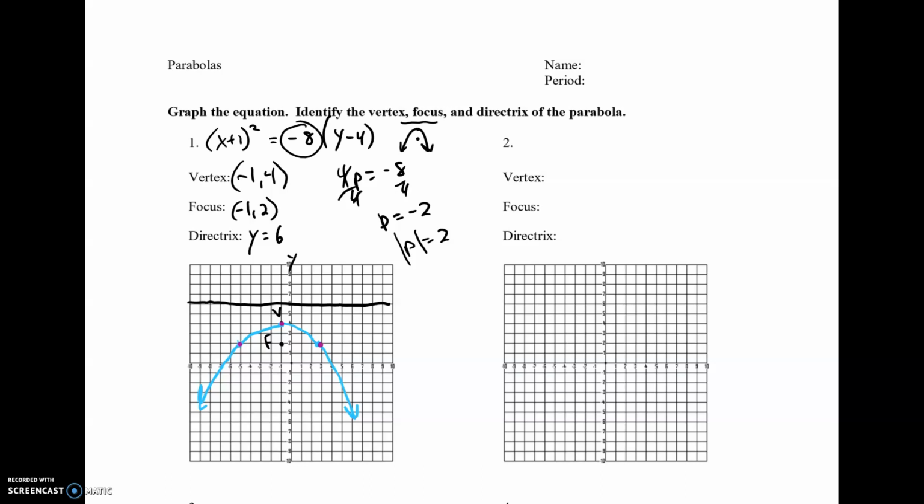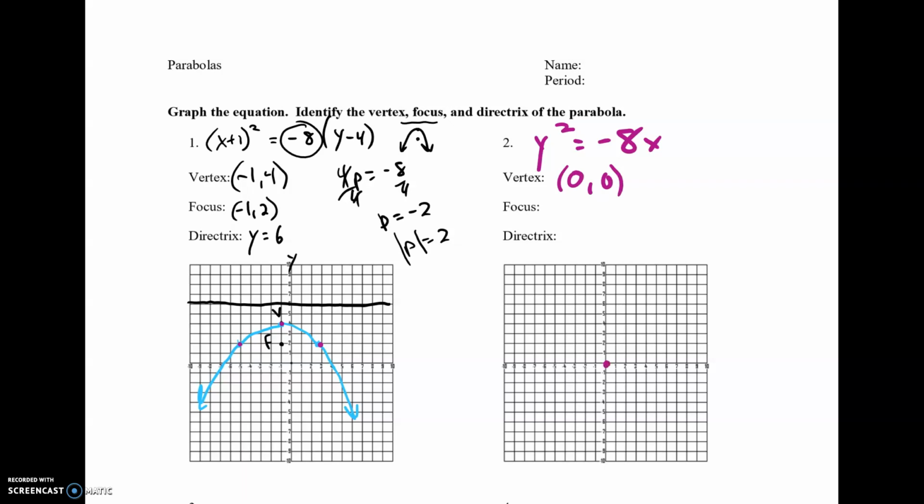Let's take a look at number 2. How about, let's go y squared equals -8x. Okay, we see the vertex is going to be (0, 0) here, (h, k). Okay, x minus 0. Over here, we got y minus 0. So (0, 0), there's our vertex.